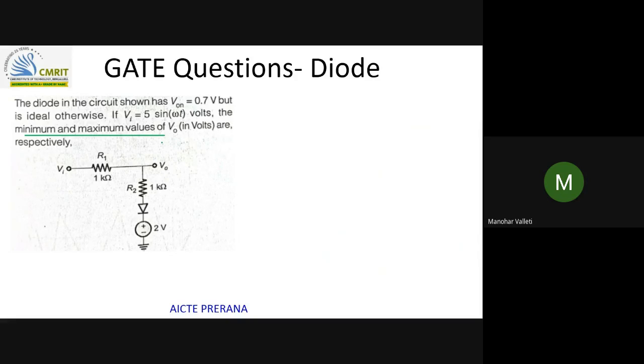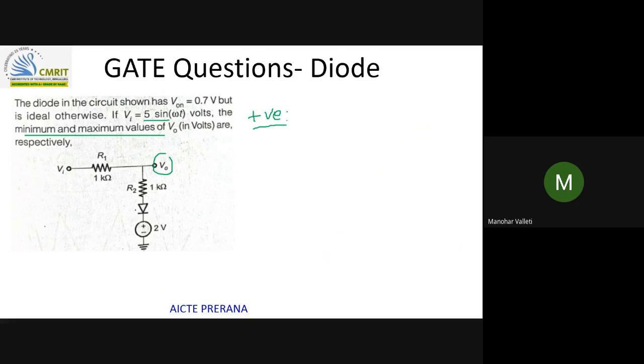He's asking minimum and maximum values, but it's fine. With the given data, I'll try to solve. It is given that the input is sinusoidal. Obviously, if sinusoidal is given, blindly go for the positive half cycle and the negative half cycle. What is the equivalent circuit and what is the output? It is asked to find the minimum and maximum values of V naught, right? Output only it is asking. I'll decide minimum and maximum later, but I'll find the output during the positive half cycle and negative half cycle.